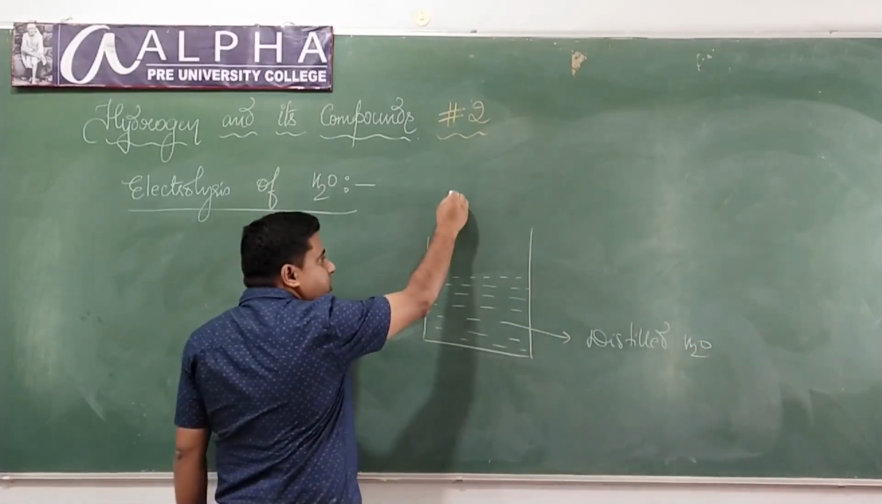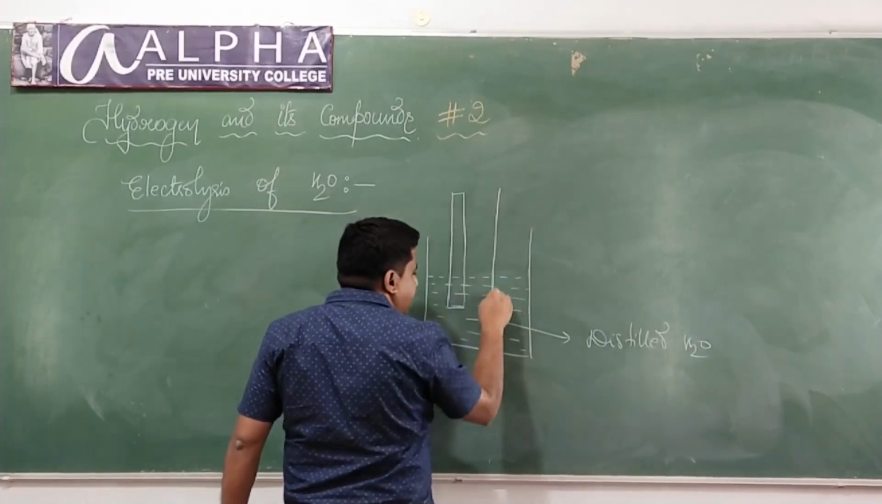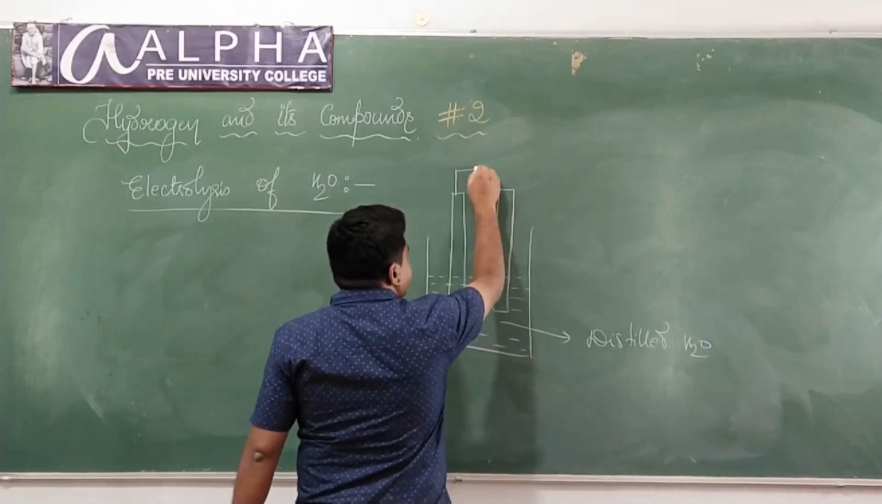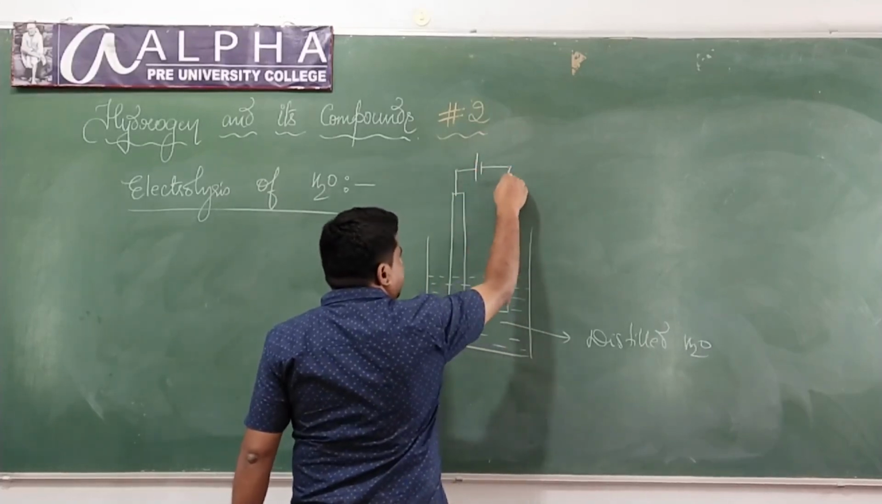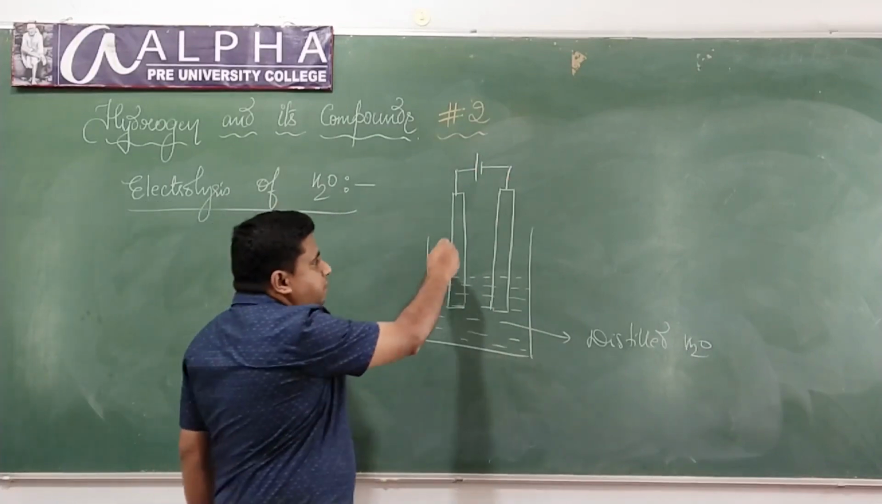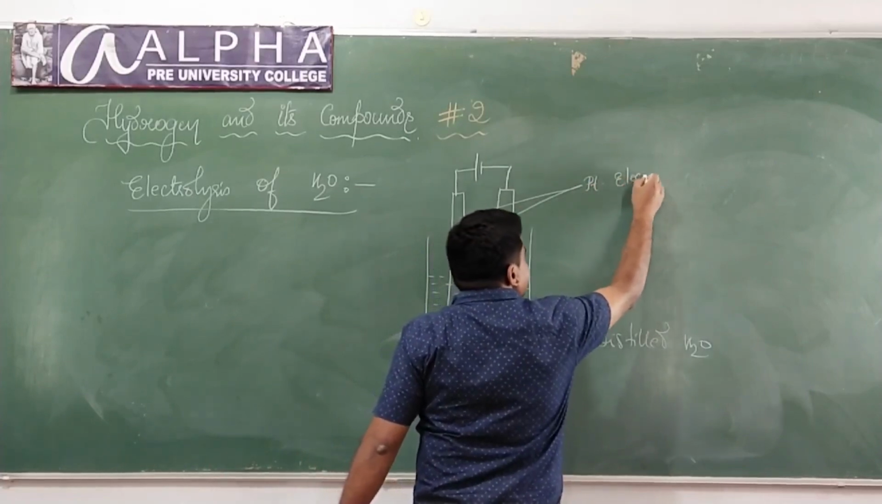Now we're going to dip two platinum electrodes in this distilled water. Okay, and we now connect it to a high voltage battery. These are platinum electrodes.